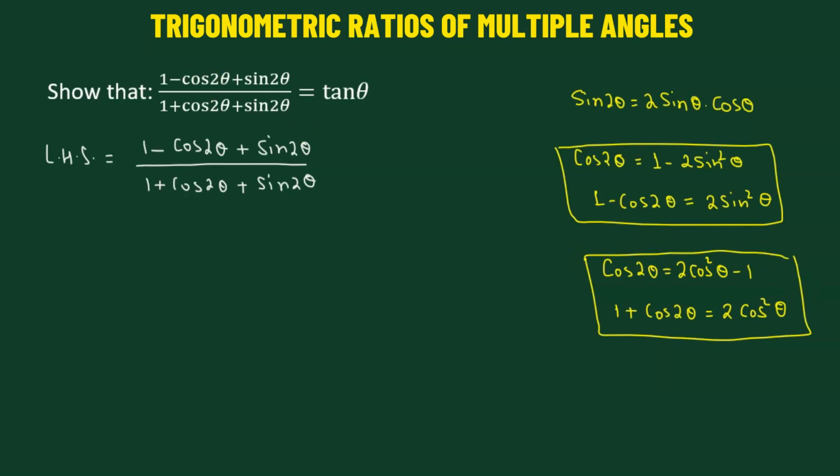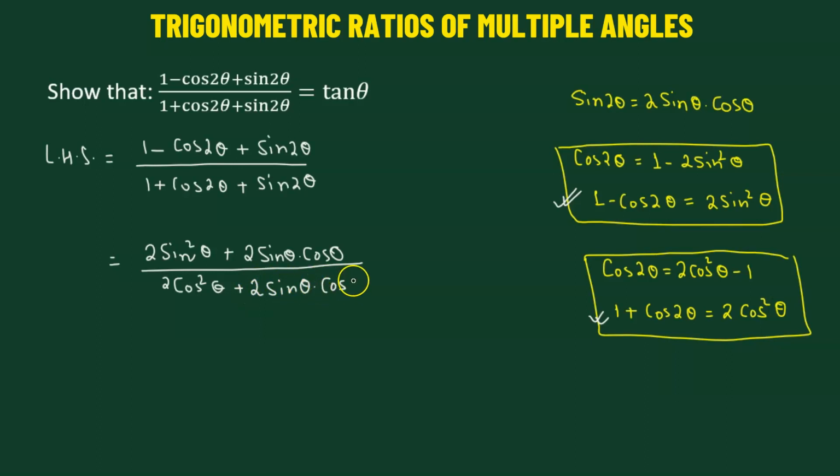Now in the numerator we have 1 minus cosine 2 theta, so we can use this particular formula. We get 2 times sine squared theta added to sine 2 theta, which can also be expressed as 2 times sine theta times cosine theta, whole divided by 1 plus cosine 2 theta. So 1 plus cosine 2 theta will be replaced with 2 times cosine squared theta added to sine 2 theta, which will become 2 times sine theta times cosine theta.